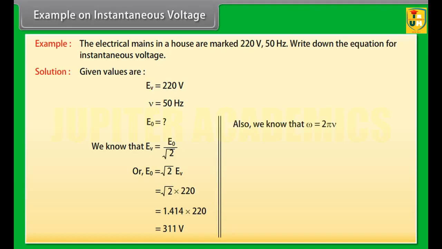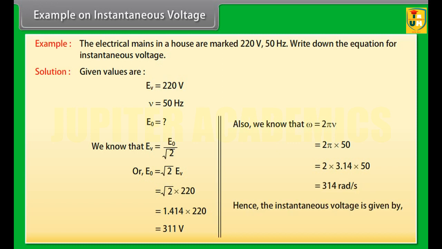Also, we know that omega is equal to 2 pi nu. On putting the values in the equation, we get omega is equal to 314 radian per second. Hence, the instantaneous voltage is given by E is equal to 311 sine 314 t.